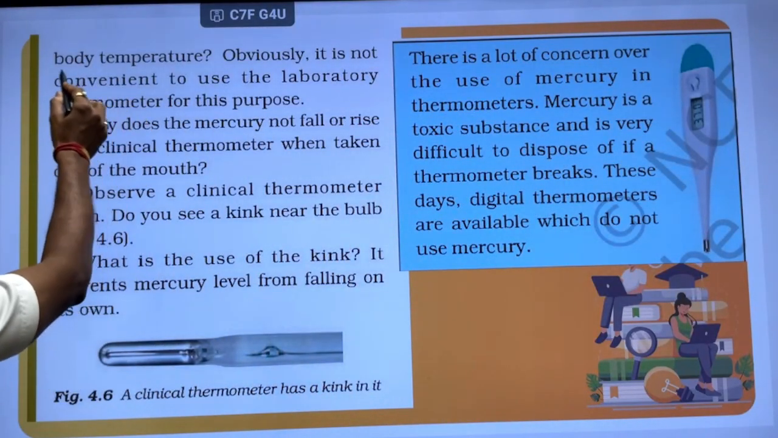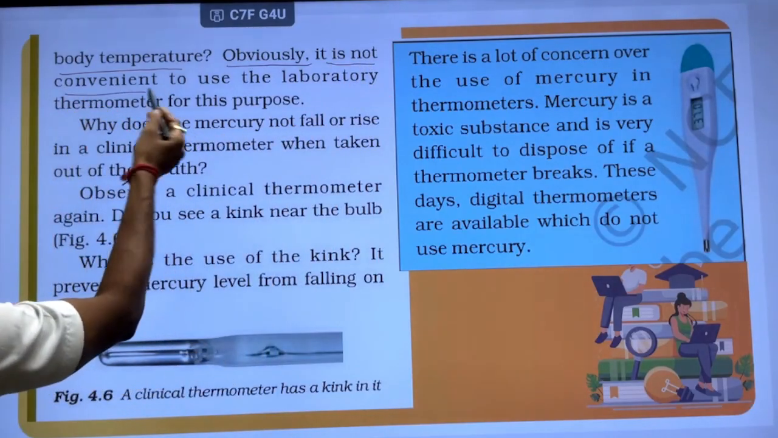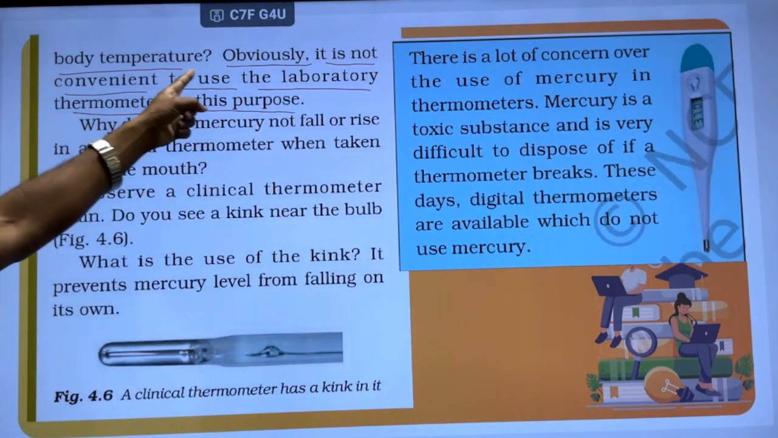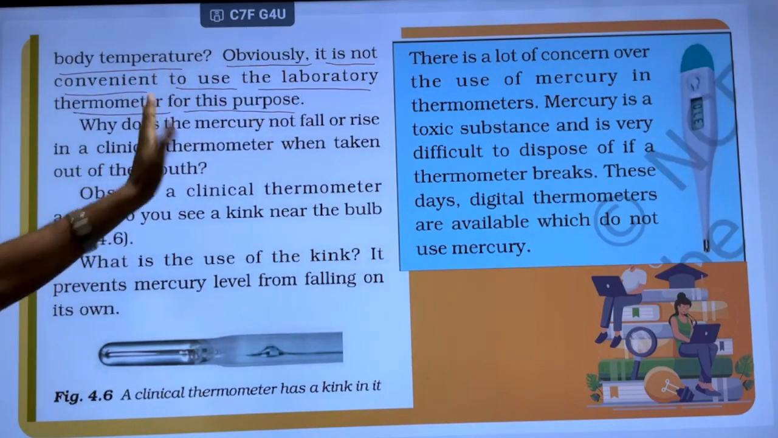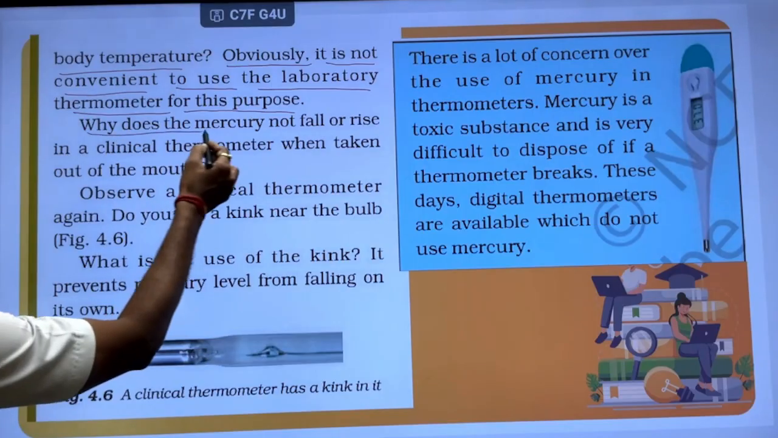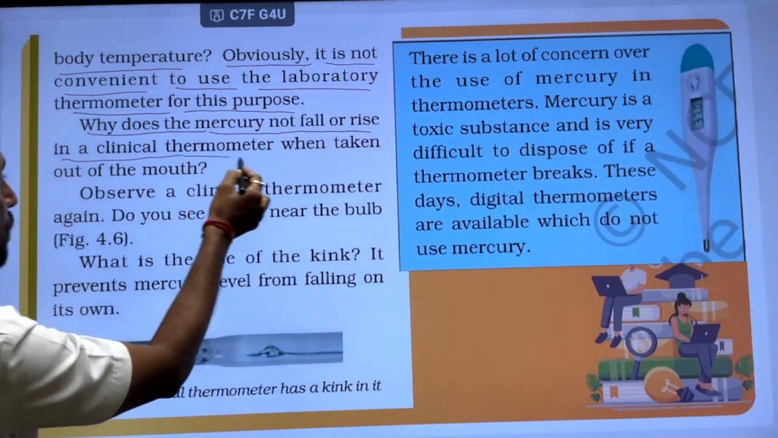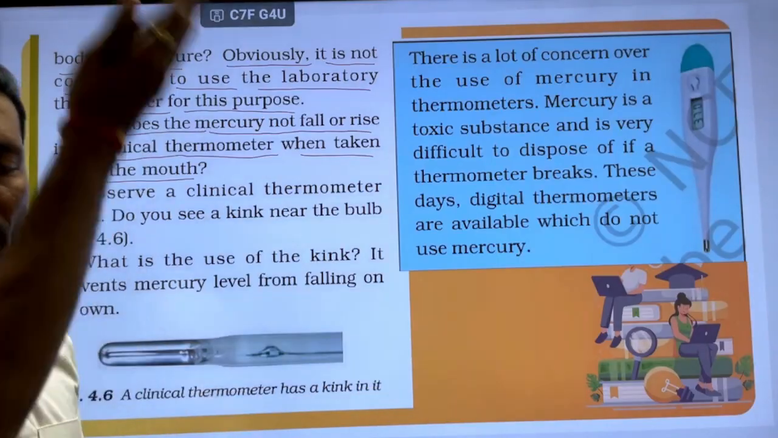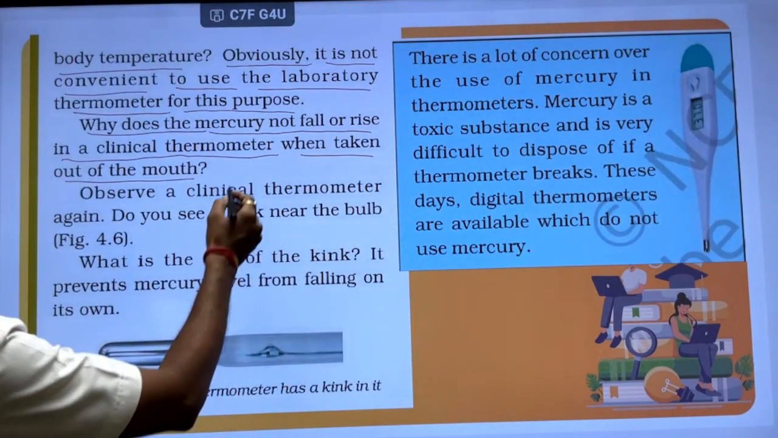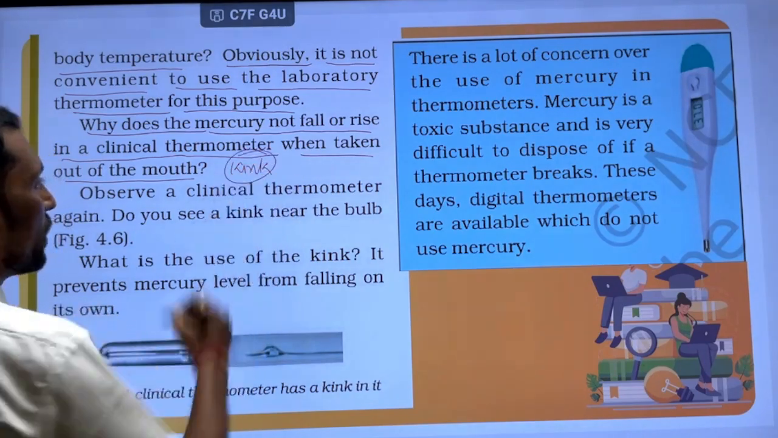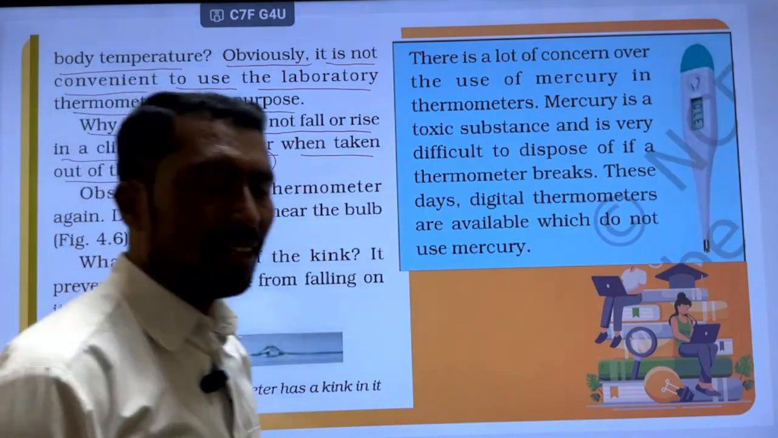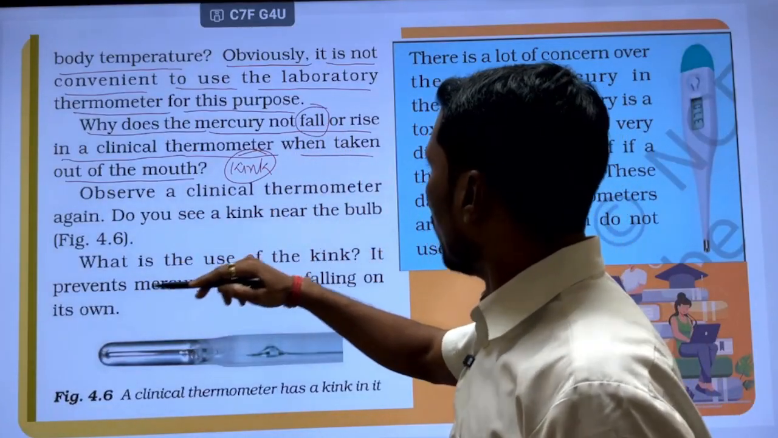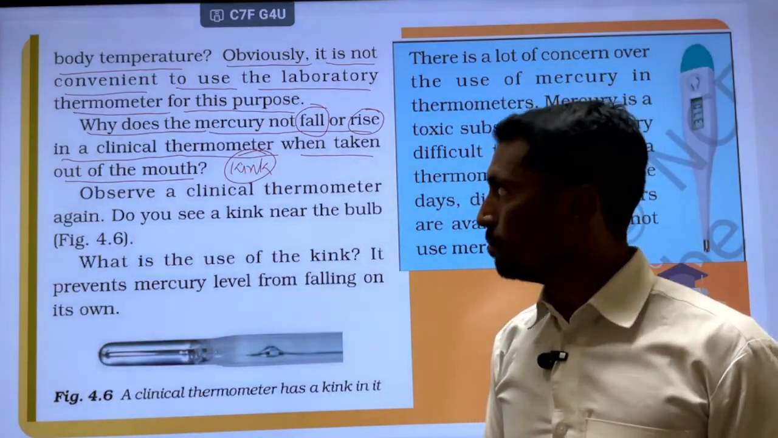Okay. Body temperature obviously is not convenient to measure using the laboratory thermometer for this purpose. Yes, I already told that. Why does the mercury not fall or rise in a clinical thermometer when it is taken out of the mouth? Why is it not falling? Why is the mercury level not coming down or going up? Because of the presence of the kink. It happens because of the kink. The kink is present only in a clinical thermometer. Due to that, there is neither a fall nor a rise of the mercury.